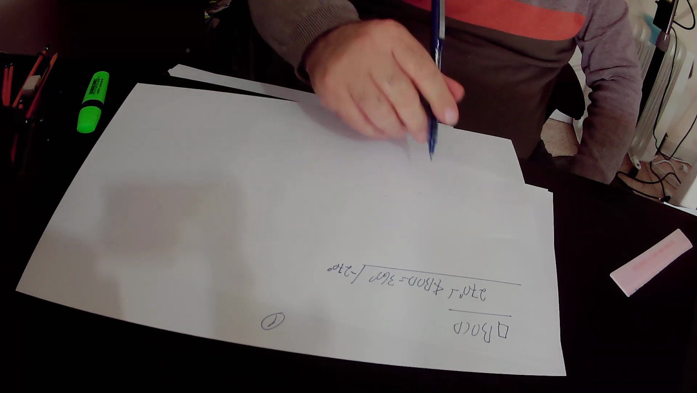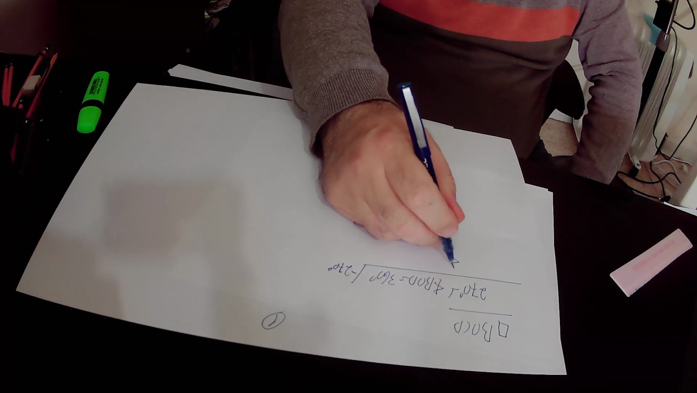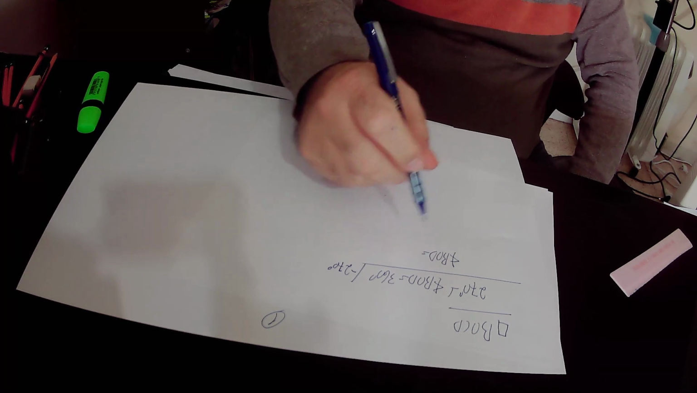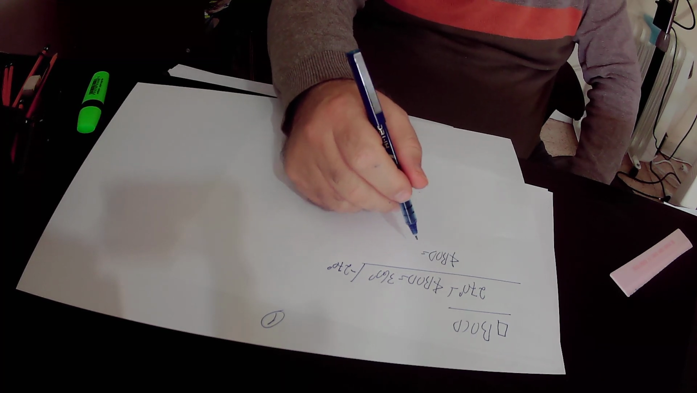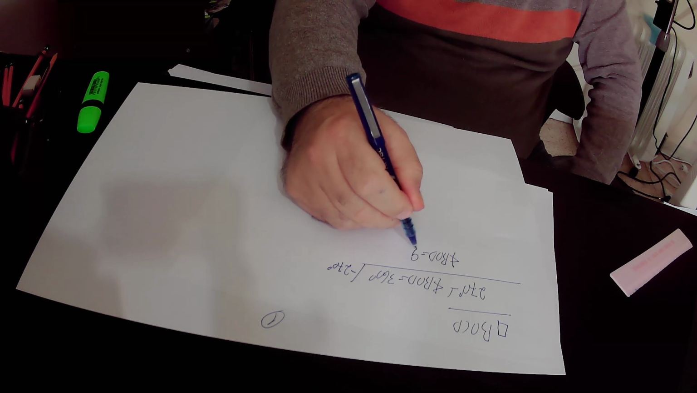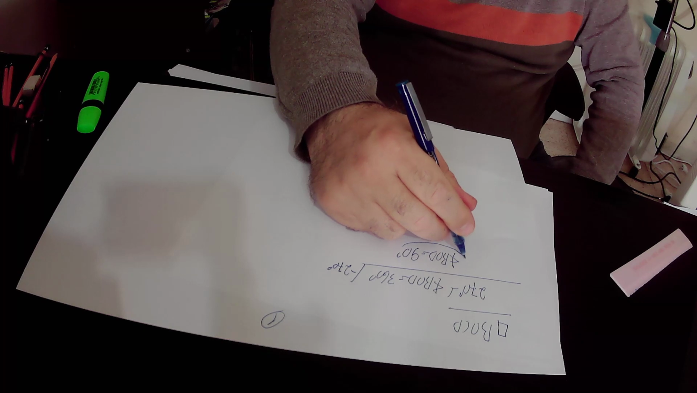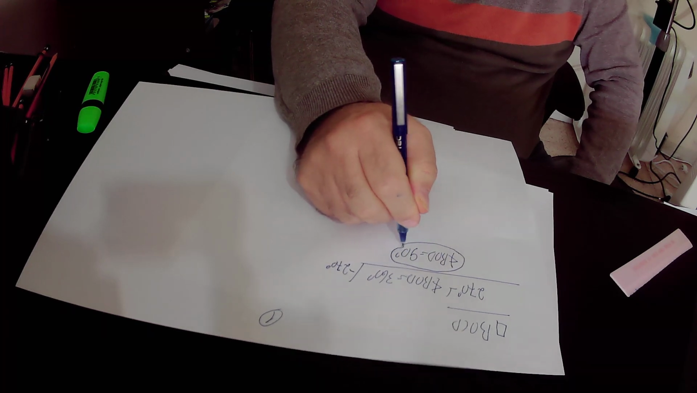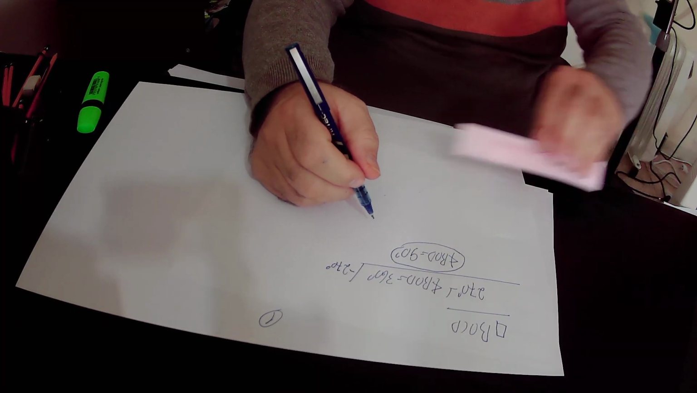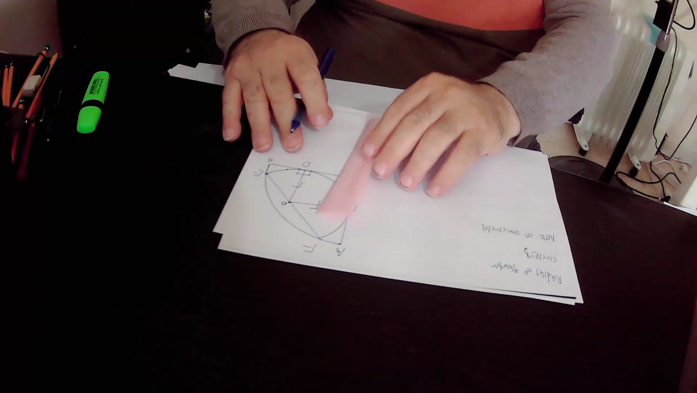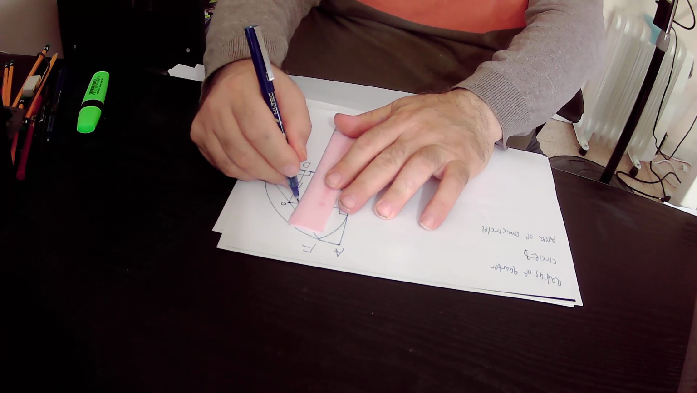And we'll get that the missing angle, angle BOD, is equal to 360 degrees minus 270 degrees. It is 90 degrees. Okay? So we found out that the missing angle is a right angle. It is equal to 90 degrees. This angle equals 90 degrees. It is a right angle.